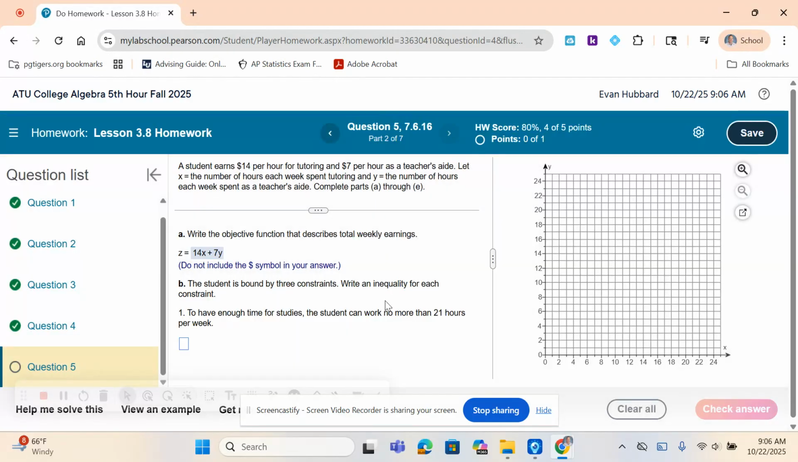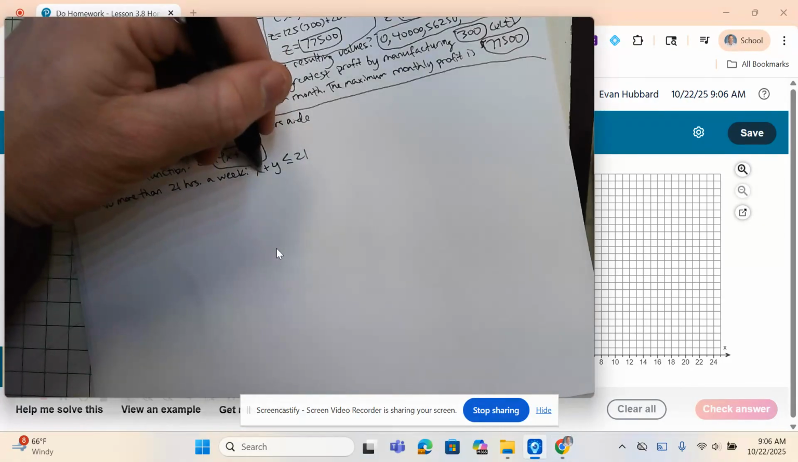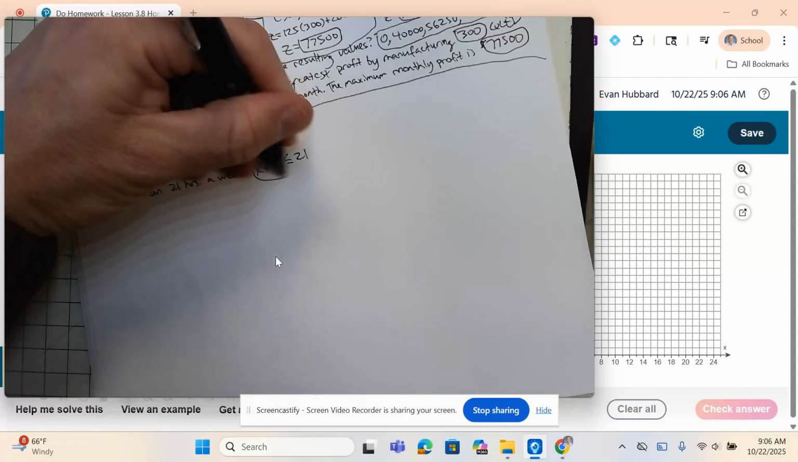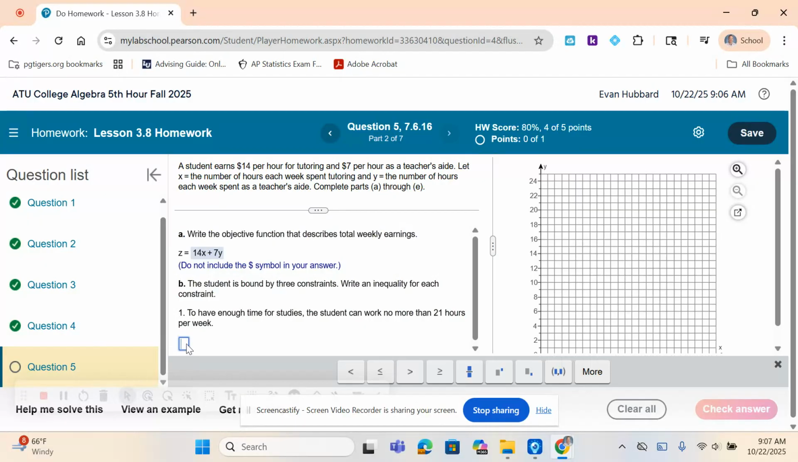It's bound by 3 constraints. To have enough time for studies, they can work no more than 21 hours per week. What that means is that the total hours spent tutoring and as a teacher's aide, X and Y, cannot add up to more than 21. So X plus Y has to be less than or equal to 21.